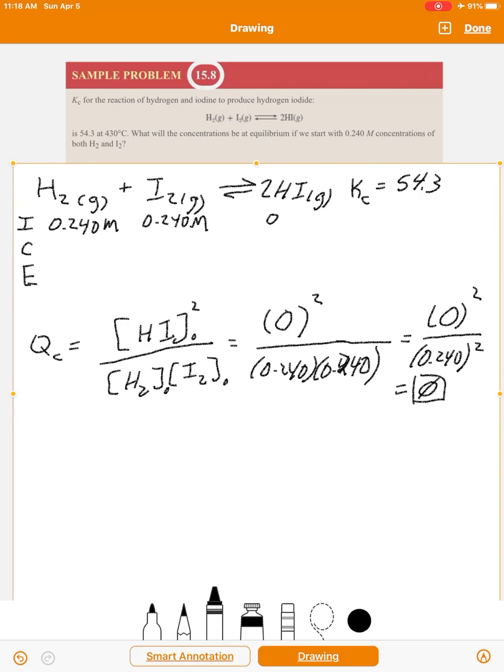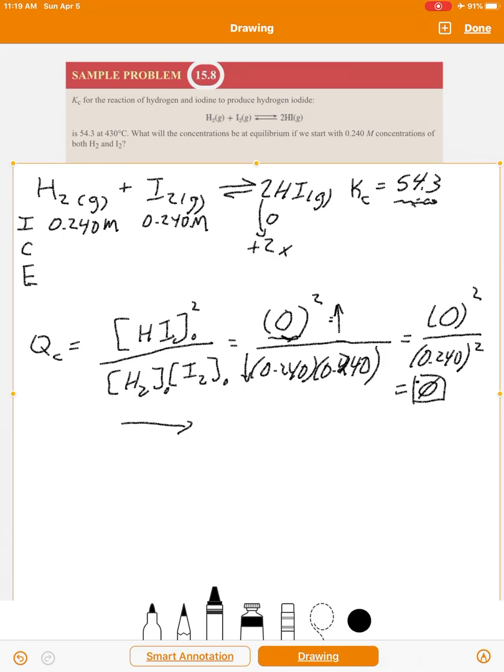So the idea here is that in order to get to an equilibrium constant that is larger than 0 and up to 54.3, the numerator has to go up and the denominator has to go down, right? If this number at the top gets bigger, that's going to make it larger than 0. So we want to get it up to 54.3. So that means this has to increase, so the reaction has to go to the product side. So now we say, okay, it's got to go to the product side, so plus 2x.